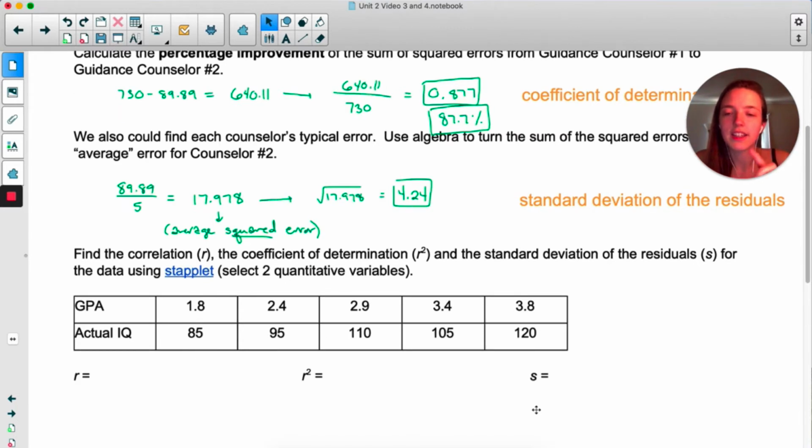Now you can calculate R and R squared on your TI if you have an 83 or an 84. It's much harder to calculate S. It's a lot of clicking. So for right now, we're just going to use Statlet. So go to Statlet, select two quantitative variables, use GPA as your X and IQ as your Y.